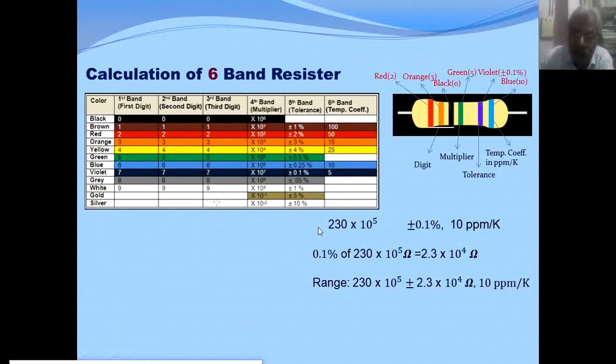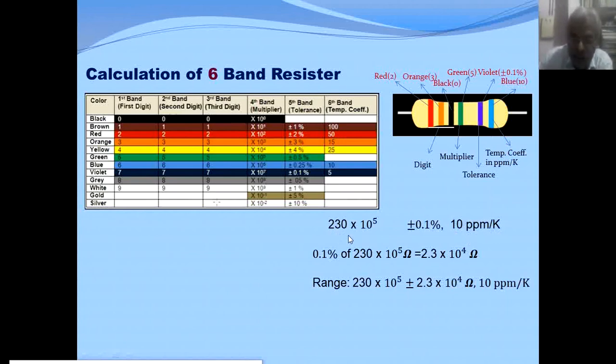The value of the first color is 2, so I have written here 2. Second color value is 3, so 3, and third is 0, so 0, and the fourth one is the multiplier, that is 10 to the power 5. This is shown here, green value 5, the green has 10 to the power 5. The tolerance is 0.1%, so the tolerance is written here, and the sixth band has 10 parts per million per Kelvin.